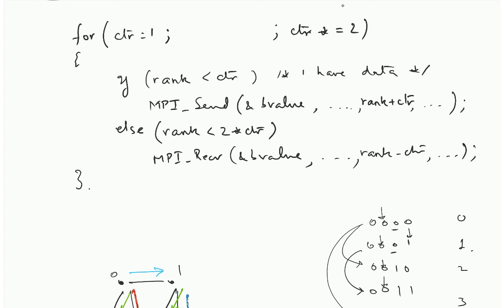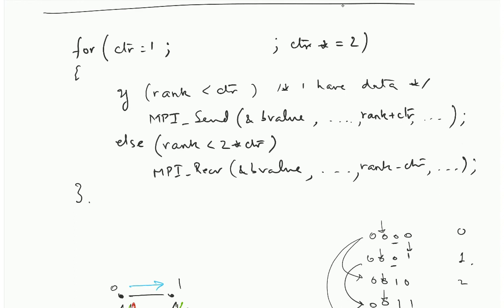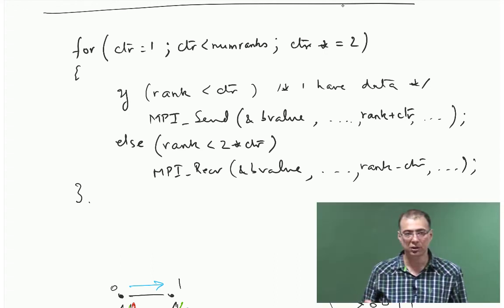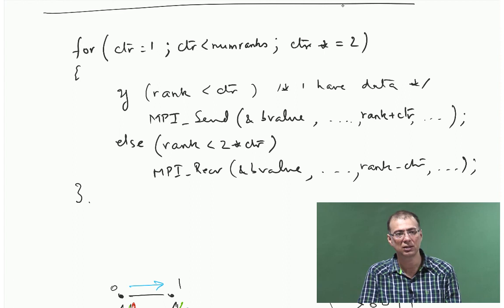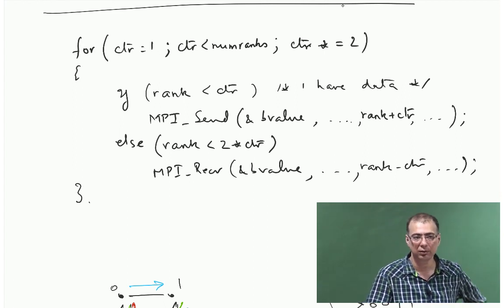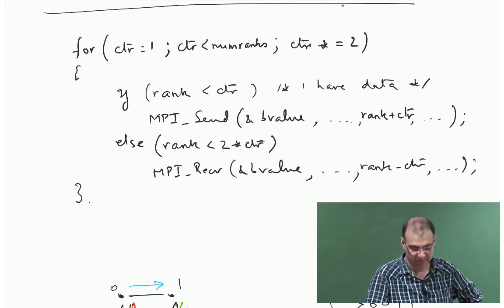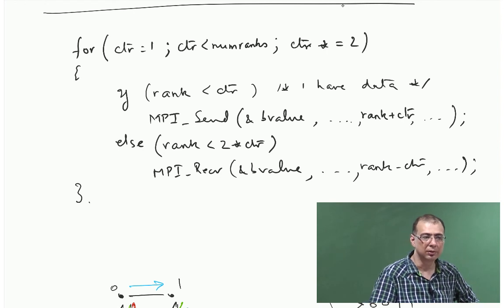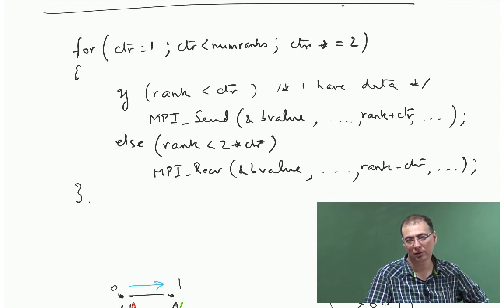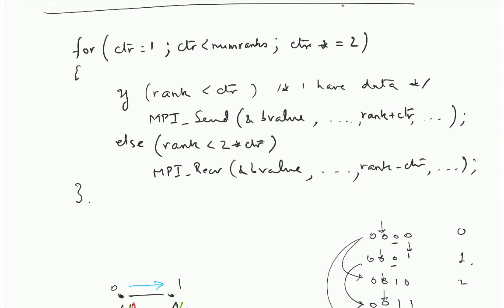Recursive doubling. Okay. Couple of things. First thing is, when do you stop? So what is the termination condition? Counter is the number of nodes who have the data. So while the number of nodes who have data is less than num ranks, you're fine. That's the termination condition. When counter exceeds num ranks, then everybody has the data. Okay? There's one bug in this program. What is that? Spot the bug.